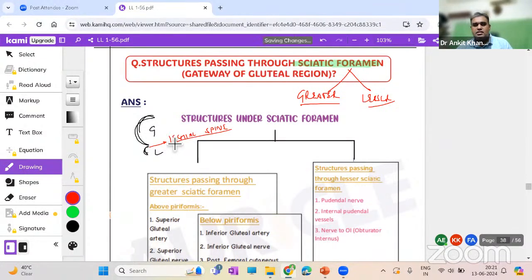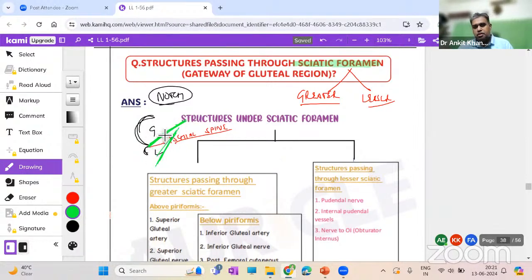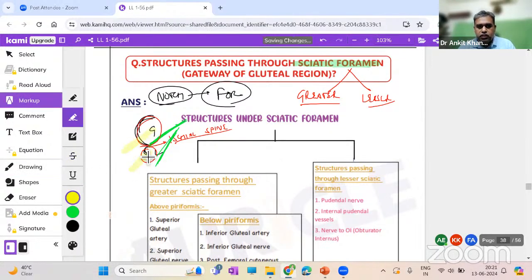So now they're asking, what are the structures that are passing through these foramens? What you normally see in bone are not foramens. What you normally see in bone are known as notches, greater sciatic notch and lesser sciatic notch. What then happens is you have the sacrospinous ligament and the sacrotuberous ligament. Now these ligaments convert the notches into foramens. That is the whole point. So now this is not a notch, it is basically a foramen. They are basically foramens, and structures will actually pass through them. That is what you have to understand.